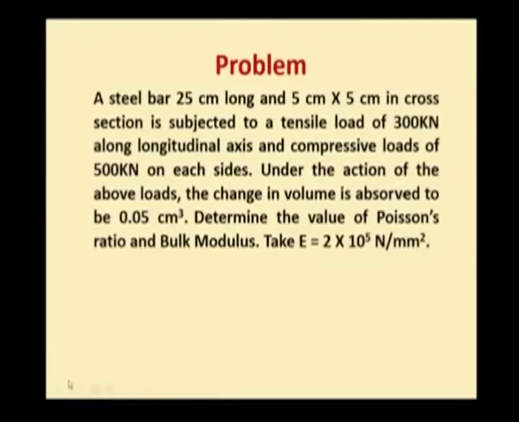We shall see a problem. A steel bar 25 centimeter long and 5 centimeter by 5 centimeter in cross section is subjected to a tensile load of 300 kilonewton along the longitudinal axis and compressive loads of 500 kilonewton on each side. Under the action of the above loads, the change in volume is observed to be 0.05 centimeter cube. Determine the value of Poisson's ratio and bulk modulus. Take Young's modulus E equals 2 into 10 power 5 Newton per millimeter square.